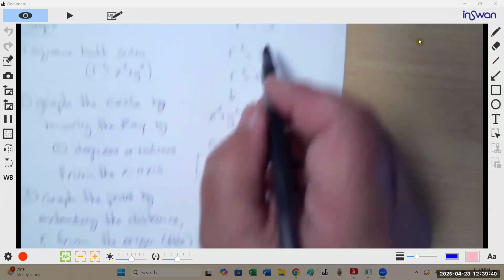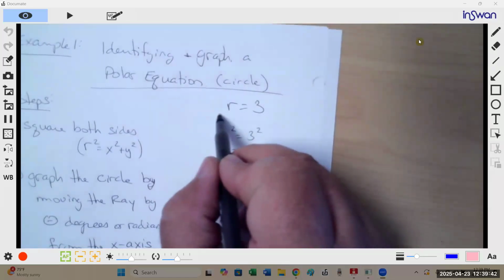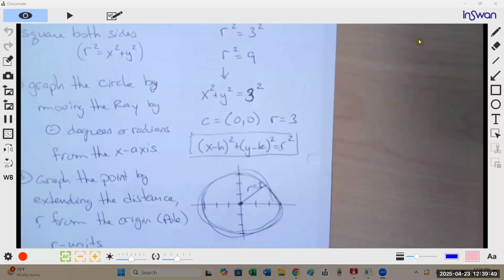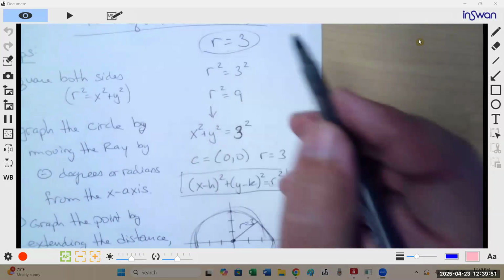Looking back, if it says radius equals 3, the radius belongs to a circle. So we have a circle of radius 3 centered at the origin. Because it's polar coordinates, it's always at the pole.